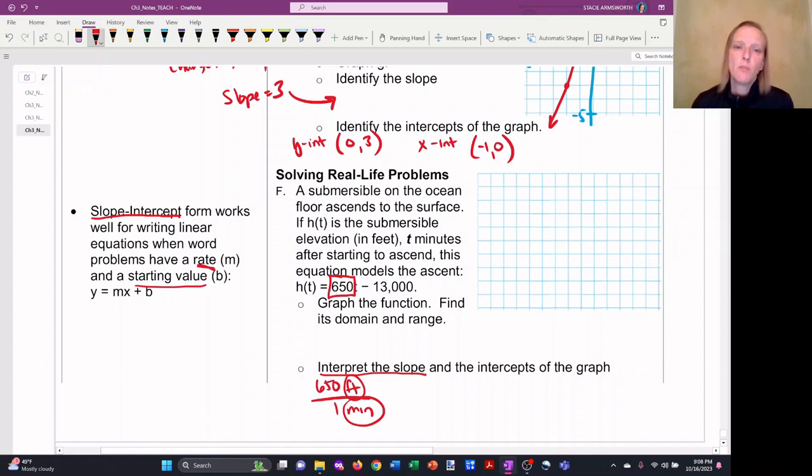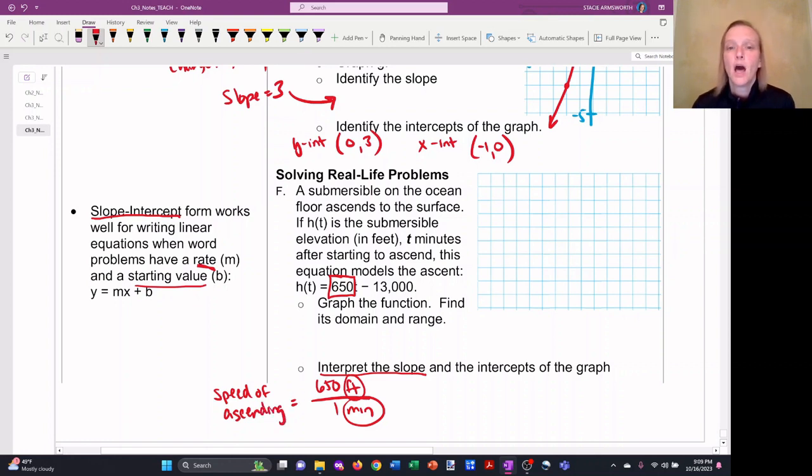So the slope in y equals mx plus b form, that slope has this meaning of how many feet per minute, the speed of the ascent, the speed of ascending.